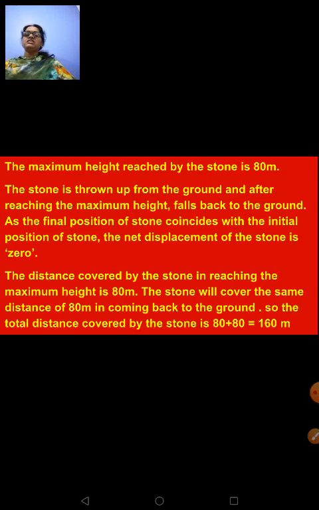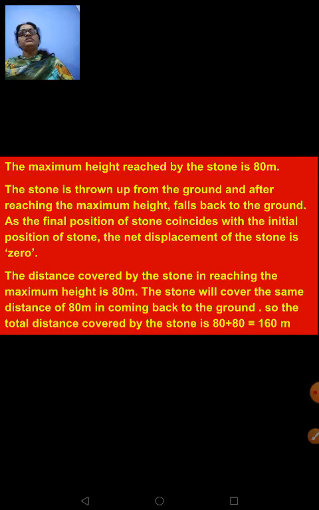Therefore, the distance covered by the stone in reaching the maximum height is 80 meters. The stone will cover the same distance of 80 meters in coming back to the ground. So the total distance covered by the stone is 80 meters from the ground to a point above, and from that point back down to the ground will also be the same distance, 80 meters. So total would be 160 meters.